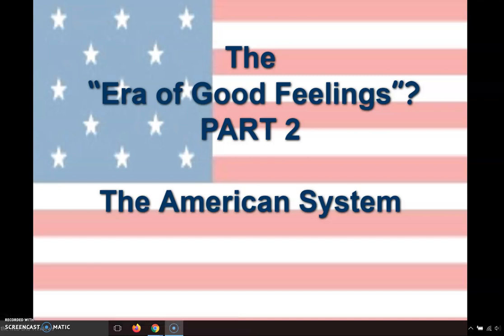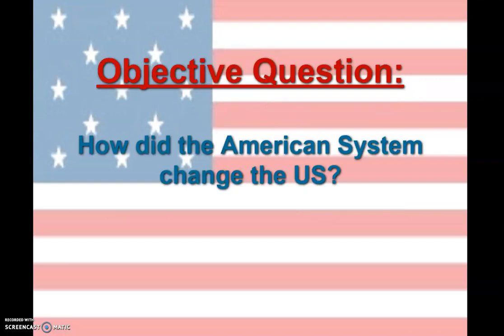Hello, everybody. This is the second part of the Era of Good Feelings notes. There was just a little too much to cover in one day, and I thought that it'd be great to take this entire second portion to talk about a really important aspect of the Era of Good Feelings, which is the American system. So let's learn a little bit more about the American system. Our objective question for today is, how did the American system change the United States?